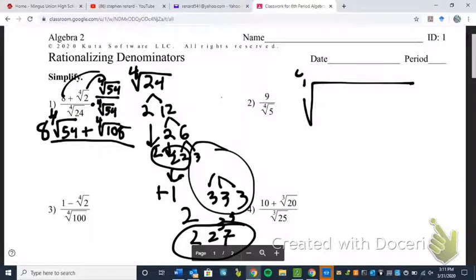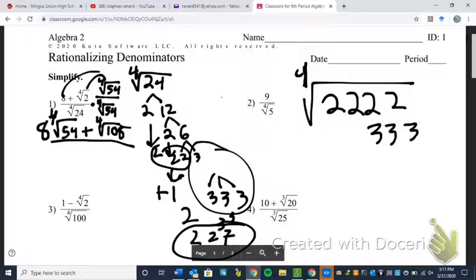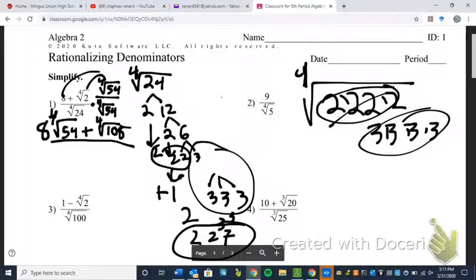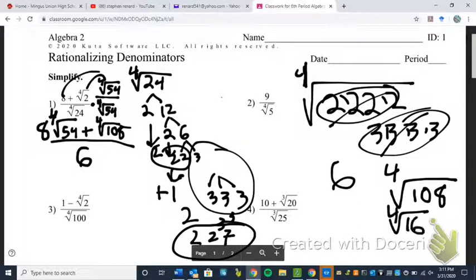Now on the bottom, we're going to get the fourth root of 2 times 2 times 2 times 2. So those first 3 2's came from the 24. That last 2 came from the 54. 3 times 3 times 3 times 3. That first 3 came from 24. That group of 3 3's came from the 54. Now notice here, because it's the fourth root, we can take 1 2 out and 1 3 out. So that's 3 times 2 is 6. So we put all of that over 6, and boom.